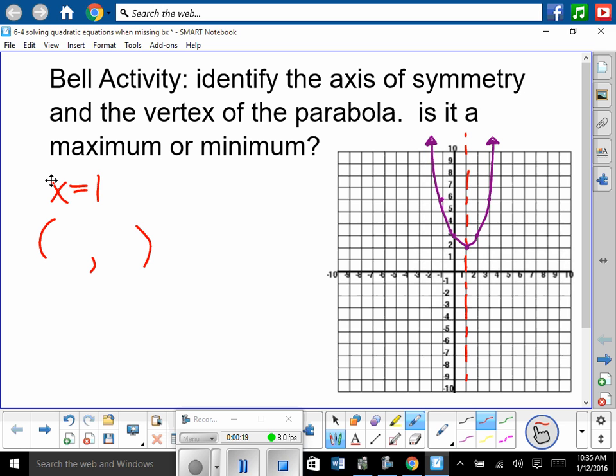Over 1. We know it's on the axis of symmetry. It's over 1, up 2. So you would have written it as (1, 2). How many got those two right? Sweet. And is it a maximum or minimum?